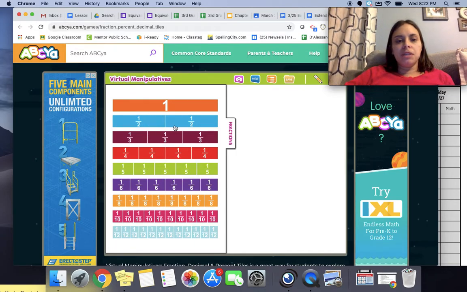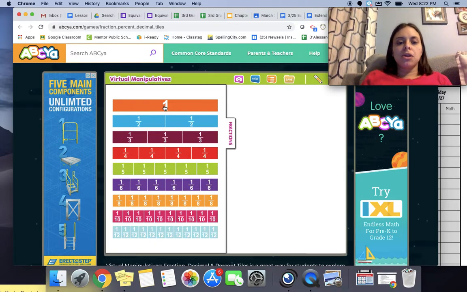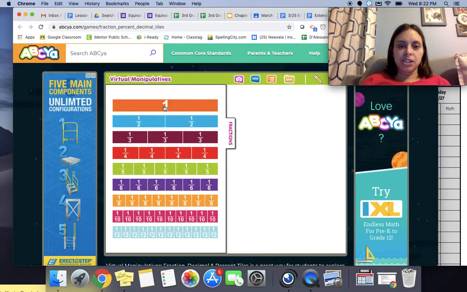And all of these pieces are fraction bars that can be dragged over to the workspace and used as needed. So you're going to be doing that for your math paper today. You're going to be looking for equivalent fractions. Equivalent fractions, as we talked a little bit about the other day, are fractions that are the same value. They are worth the same amount.